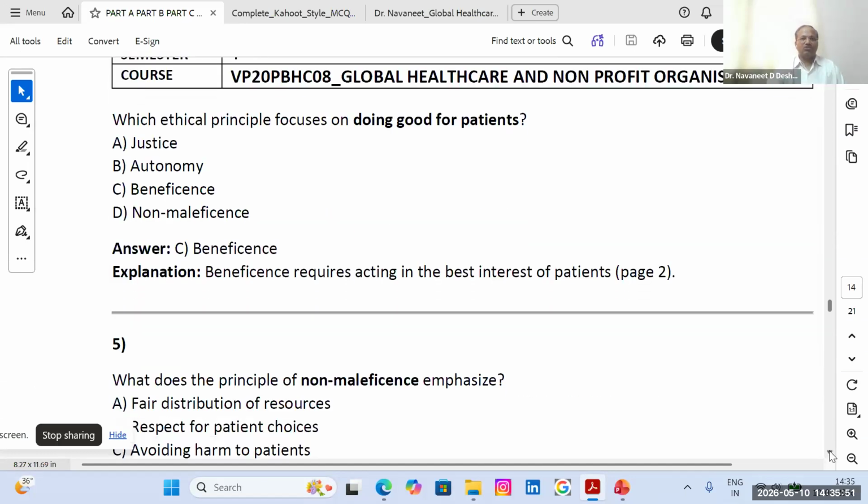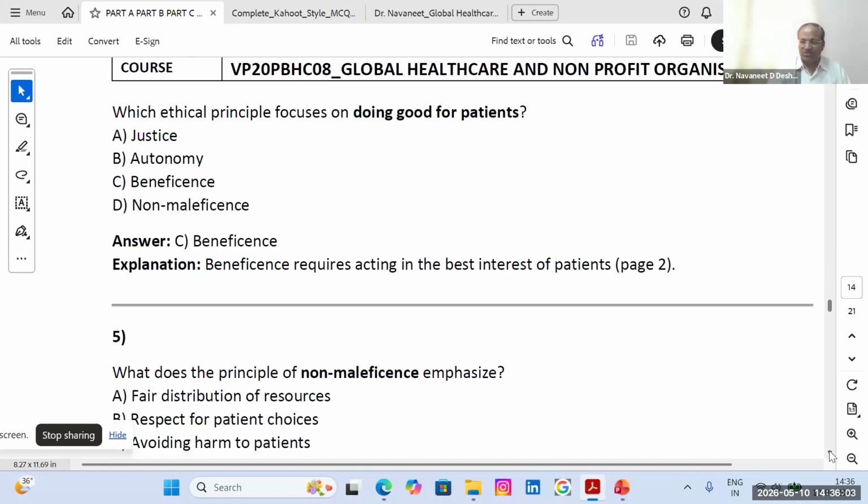Which principle focuses on doing good for patients? A. Justice. B. Autonomy. C. Beneficence. D. Non-maleficence. Answer is C. Beneficence. Beneficence requires acting in the best interest of patients.